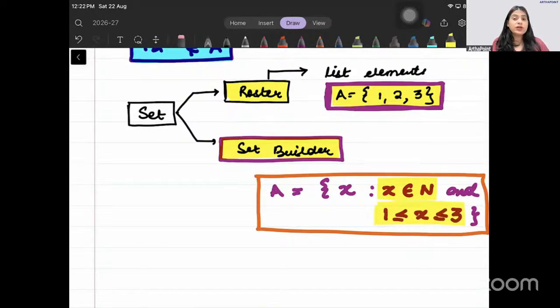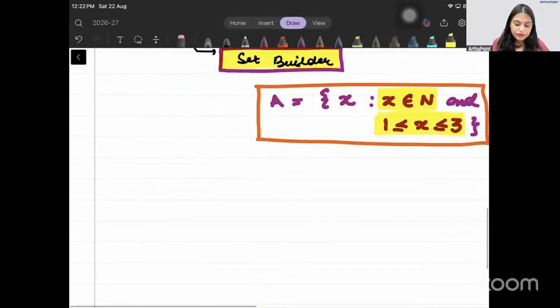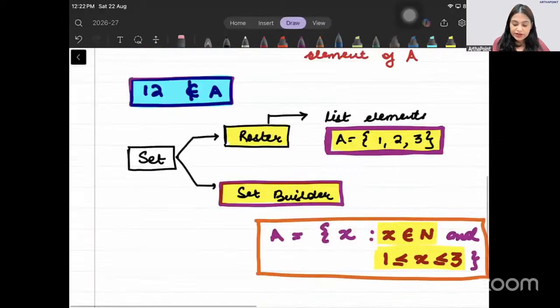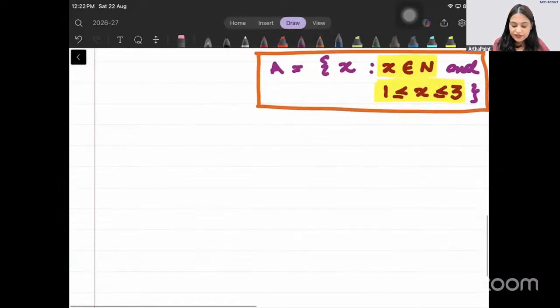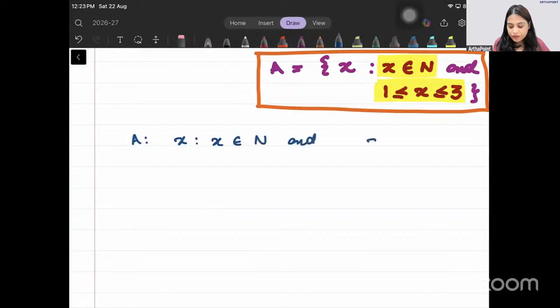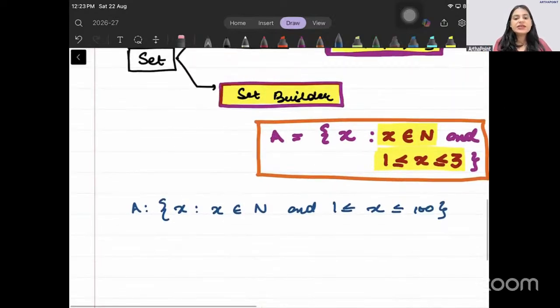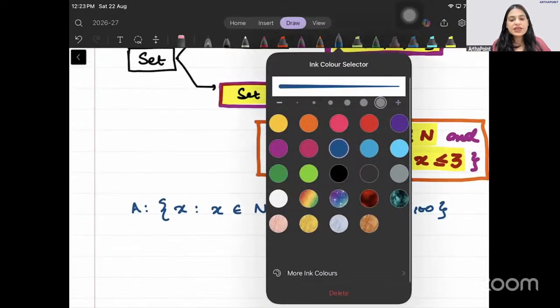This is easy when you have to deal with many numbers. Like if I have to say my set contains the first 100 natural numbers, then I will not write 1, 2, 3, 4, 5, 10, 20, 30. Then I will simply say that this is X such that X belongs to natural numbers and X is between 1 to 100. I will simply define it like this. So when you just define the set but do not give all the elements of the set, that is the set builder form. Making sense?